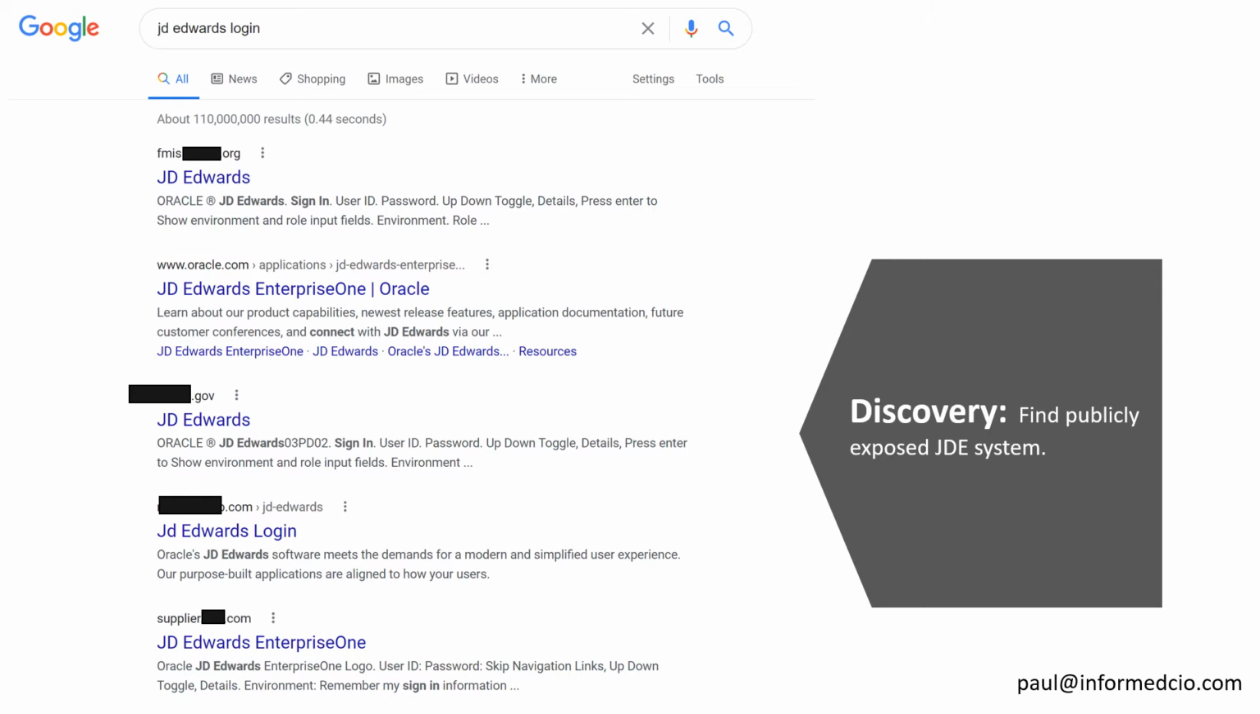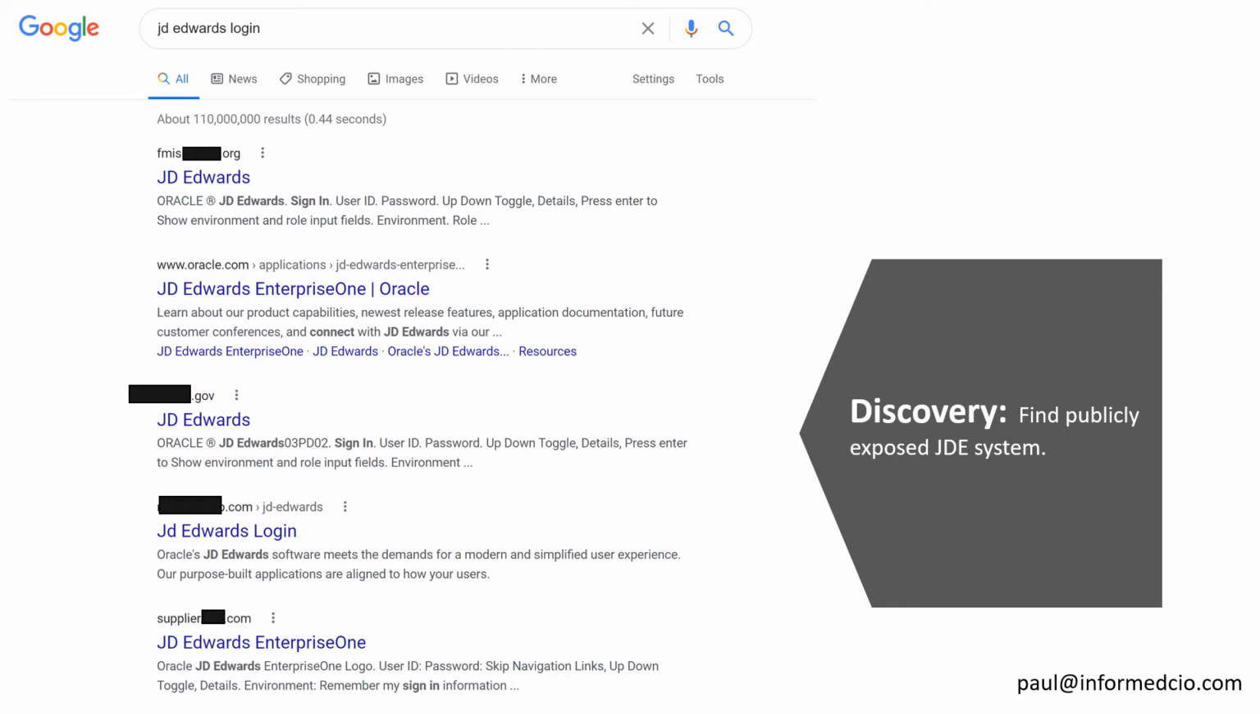So first of all, discovery. How do you find JDE systems that are publicly exposed to the internet? Well, like most things on the internet, Google is a really good place to start. Literally, you just go out, type in JD Edwards, log in, type in key aspects of the URL, and boom, you've got this list of systems that are out there that are publicly exposed. We've got some .gov that are out there. We've got a lot of commercial customers that are out there, seeing a little bit of employee self-service. Literally, this is all coming right up off of Google.